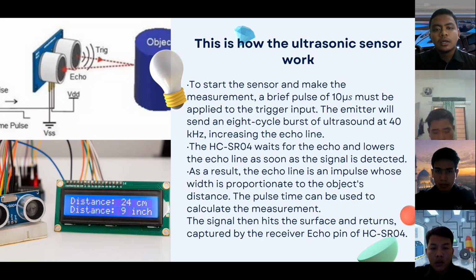Then I will explain how the ultrasonic sensor works. To start the sensor and make the measurement, a brief pulse of 10 µs must be applied to the trigger input. The emitter will send an 8-cycle burst of ultrasound at 40 kHz and raise the echo line. The HC-SR04 waits for the echo and lowers the echo line as soon as the signal is detected. As a result, the echo line is an impulse whose width is proportionate to the object's distance.